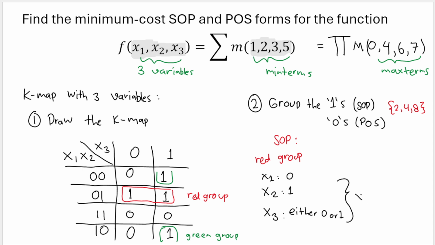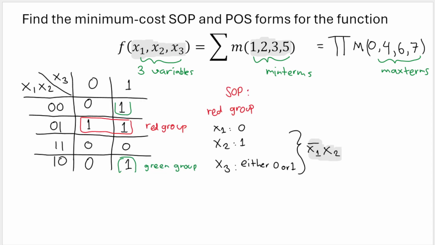And so for the red group here, we have x1 complement, because that is 0, so I will have not x1. And then x2 is 1, so we will have x2 here. Good, and this will be an important value. Now we need to do the green group. Let's play the same game for the green group.